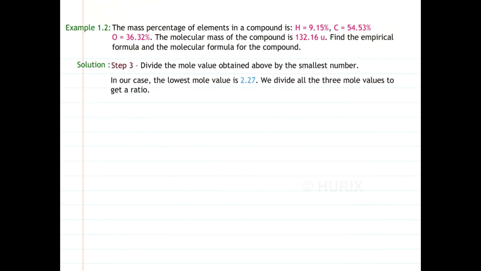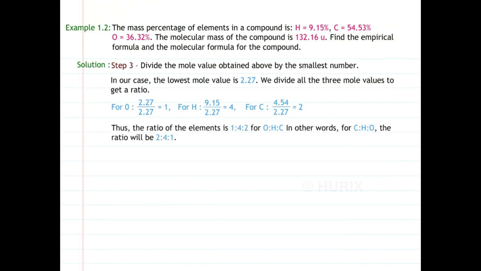We divide all the three mole values to get a ratio. For O, 2.27 by 2.27 equals 1. For H, 9.15 by 2.27 equals 4. For C, 4.54 by 2.27 equals 2. Thus, the ratio of the elements is 1:4:2 for O is to H is to C. In other words, for C is to H is to O, the ratio will be 2:4:1.